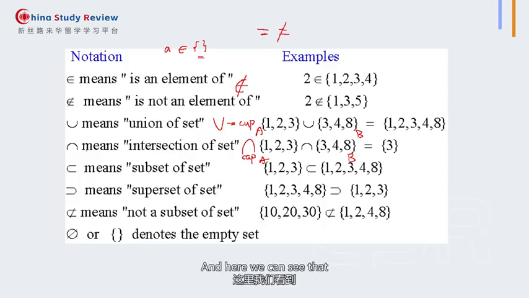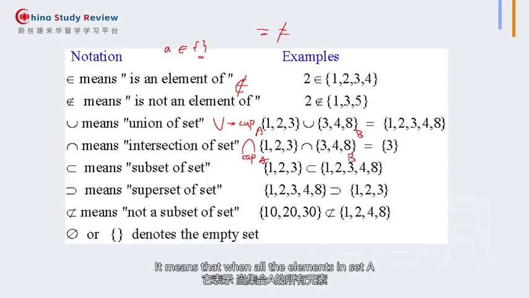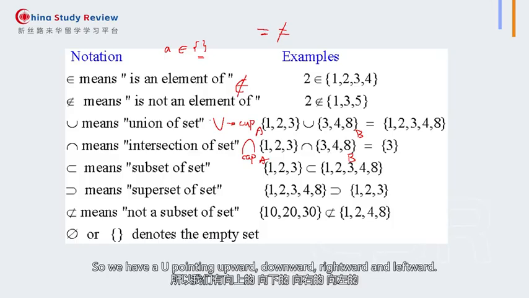And then here we can see what we talked about before, the types of sets. This U pointing rightward means the subset of a set. It means that when all the elements in set A are also elements in set B, then set A is a subset of set B. So this is the symbol using a U that points rightward. So we have a U pointing upward, downward, rightward, and leftward.